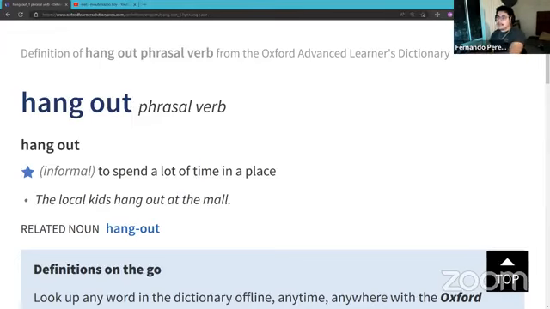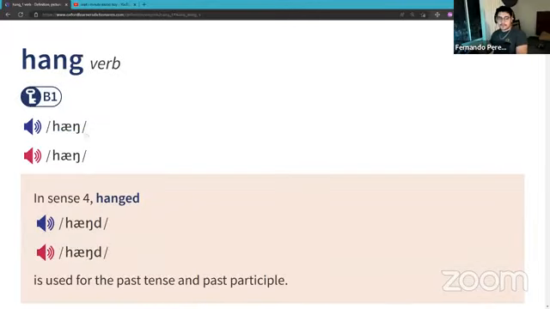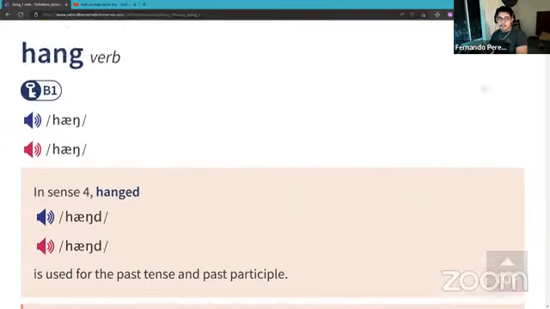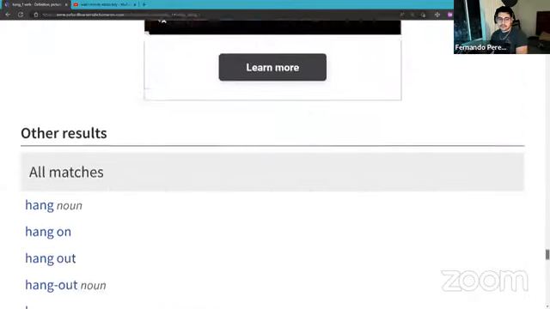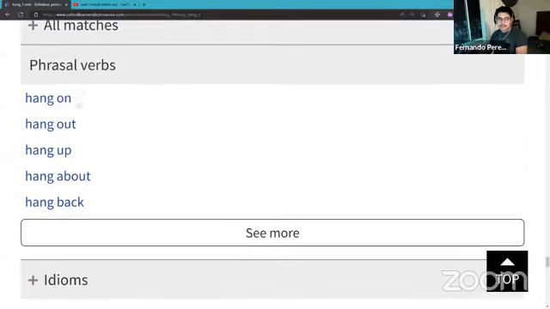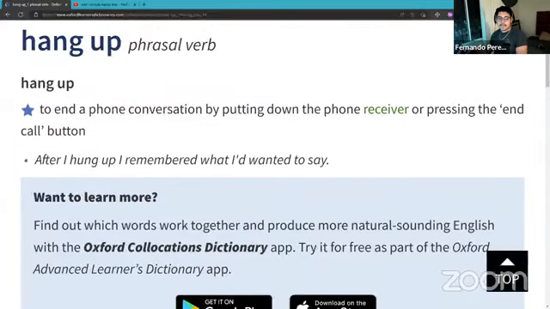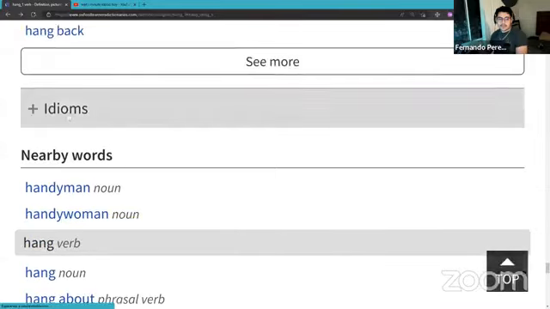Very good. Hang in doesn't exist. Phrasal verbs with hang: hang on, hang out, hang up. Let's check hang up. I know that's the one that we saw. Hang about.